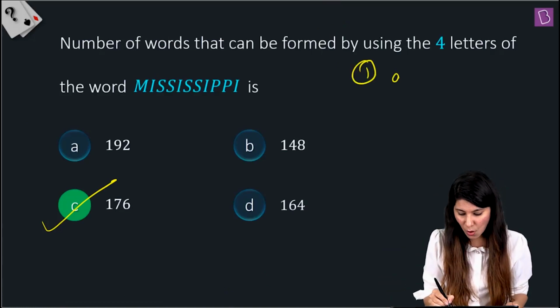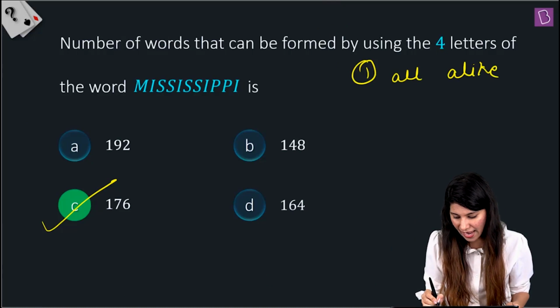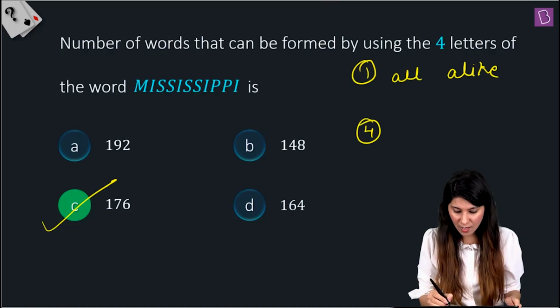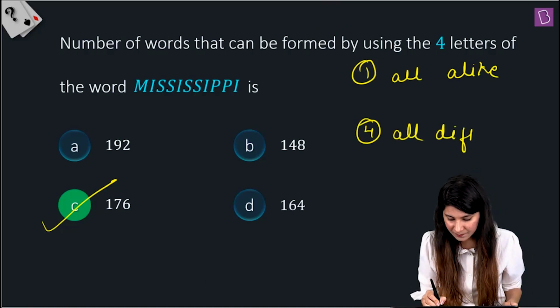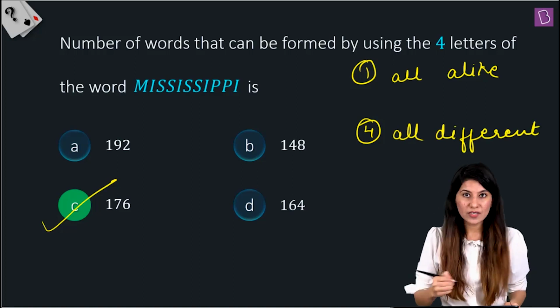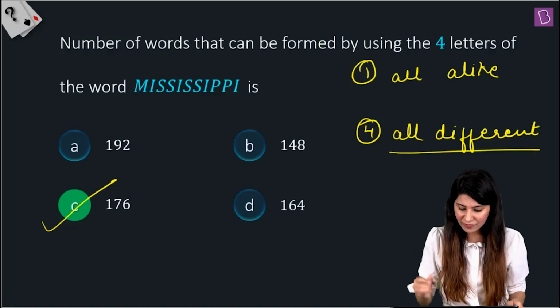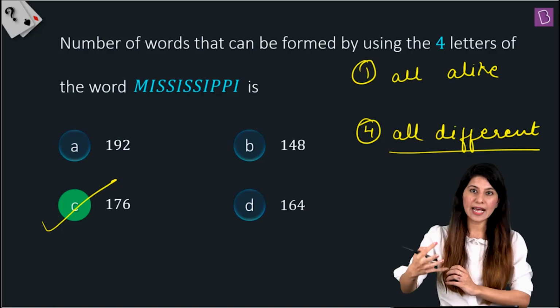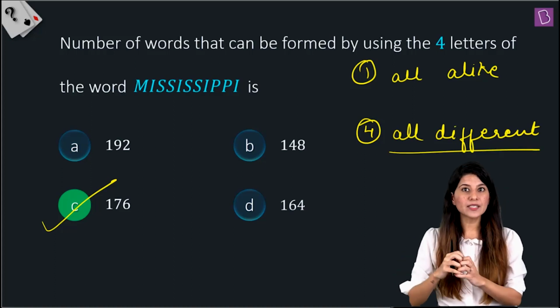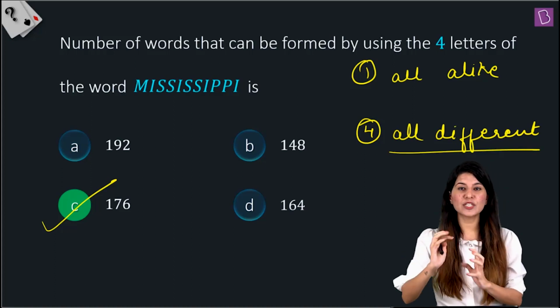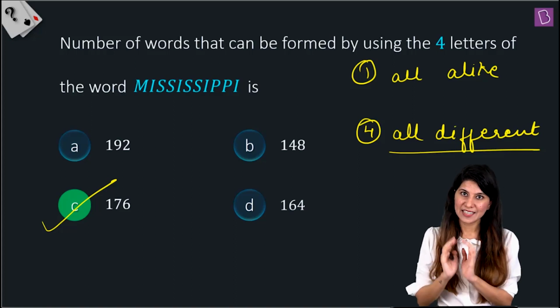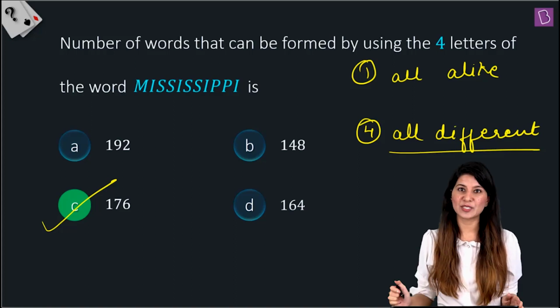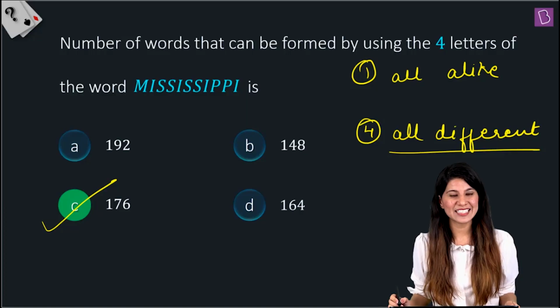So let me recall one thing. We started from all alike and we gradually ended up in all different. So that's the order we have followed. You can follow all different. You can start from all different and land up to all alike. But the thoughts must be systematic. That's what I wanted to convey in this particular question. Got it?